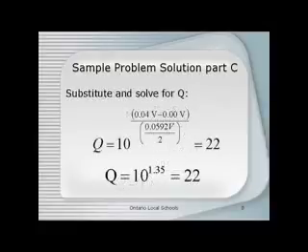And now I'm going to substitute in my values and solve for Q. So 10 raised to the power of 0.04 volts minus 0 volts divided by the quantity of 0.0592 volts divided by 2 is equal to 22. And I'll just broaden this out. That expression, 0.04 volts minus 0 volts divided by the quantity 0.0592 volts divided by 2, gives us an exponent of 1.35. So Q is equal to 10 raised to the power of 1.35, which is equal to 22. So our value of Q is 22.